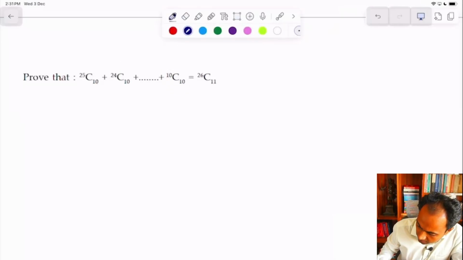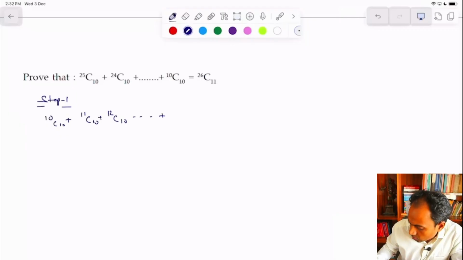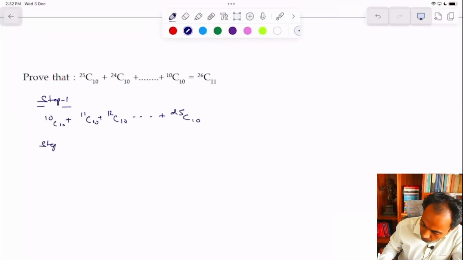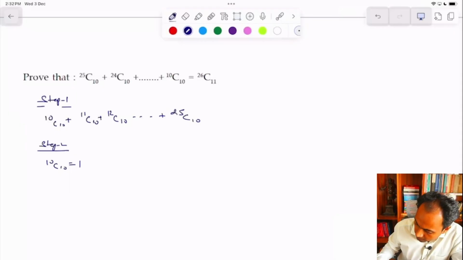So the step 1 would be to write this series in reverse order. So we have 10C10, then after that 11C10, then 12C10, and this will go till 25C10. Step 2 would be, we know that 10C10 is equal to 1 because every NCN is equal to 1. So we can also write 11C11 is also equal to 1. And hence, since both of them have same value, we can replace 10C10 by 11C11.